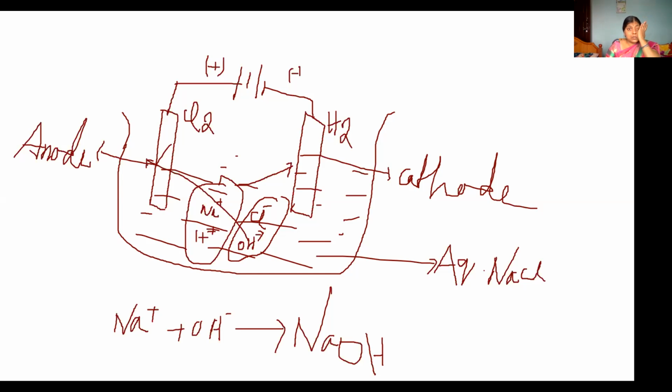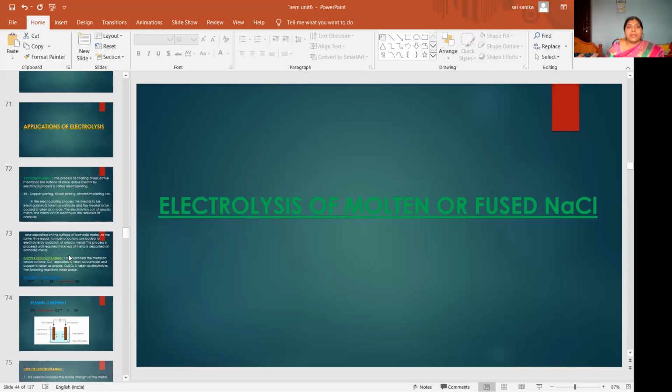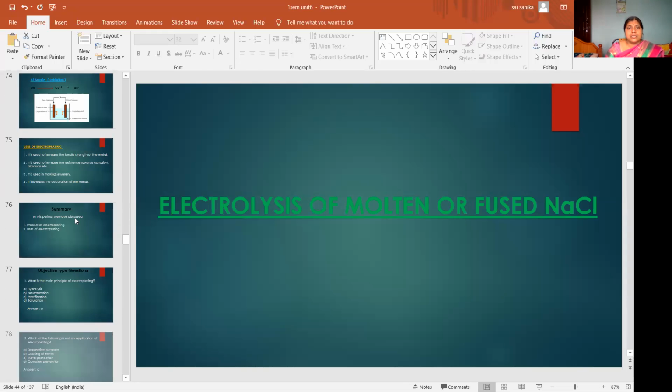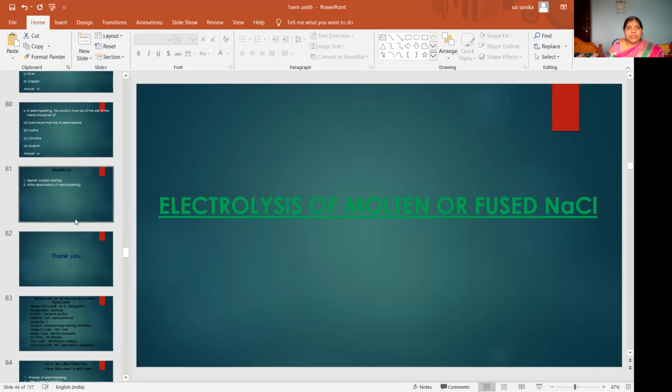So like this, you have to neatly draw the diagram and label it. With this we finish today's topic, electrolysis of aqueous NaCl. If you have any doubts, you will clarify them in the next class.